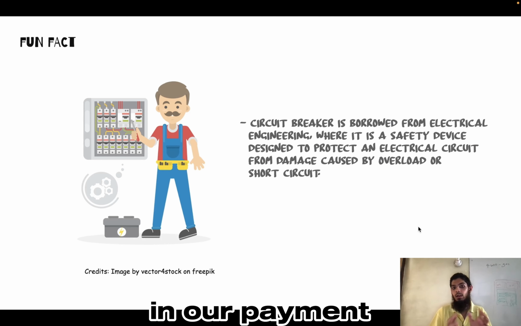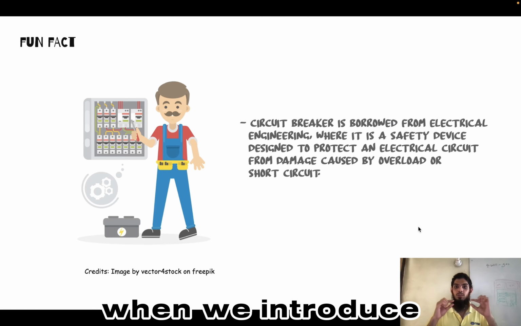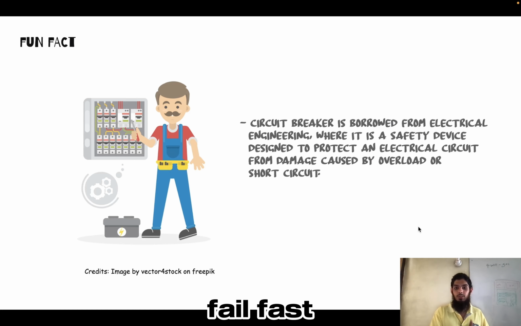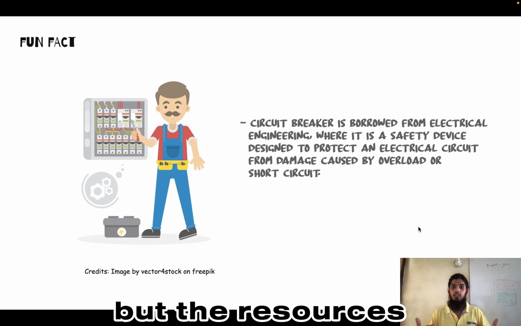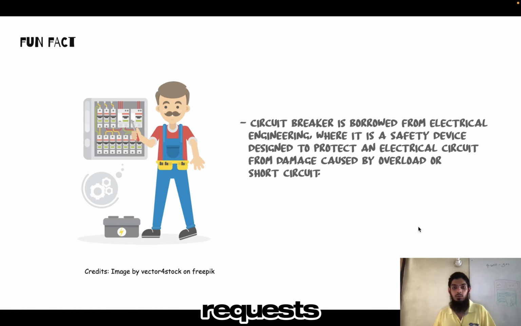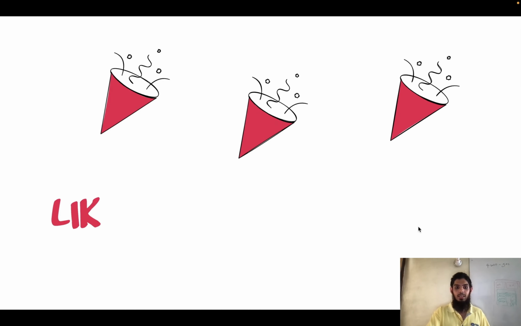The same way in our payment service, when we introduce the circuit breaker, only the wallet request will fail and it will fail fast, right? But the resources will be freed up very fast and we will continue to serve other requests. Right? All right, this is it.